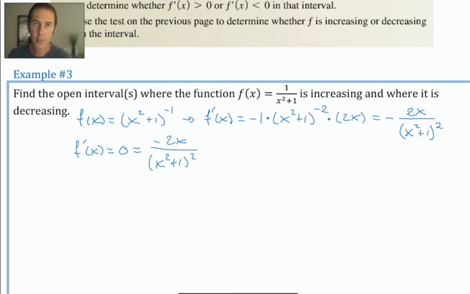For a fraction to be equal to 0, we need the numerator to equal 0. So in order to make this happen, we need negative 2x, the numerator, to equal 0. How do we make that happen? X needs to equal 0.